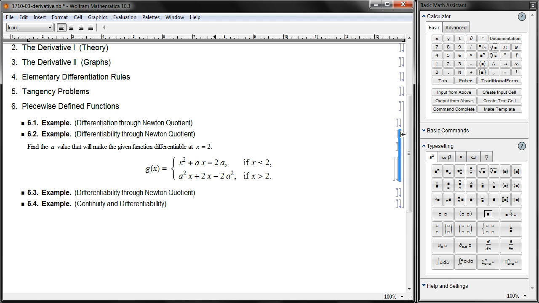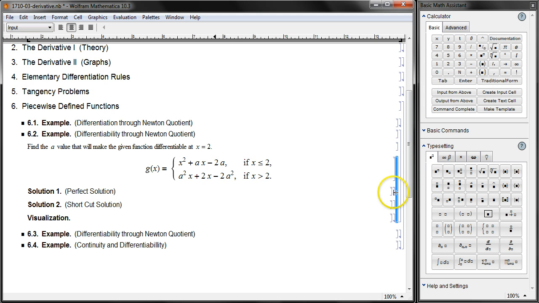And then we did this kind of problem. We have to find out a value where this function is differentiable or the derivative exists. Both left hand side and right hand side derivative exist and they're the same. And it turns out this is continuous. If you plug in x equal to 2 to both first line and second line, they're the same. So that's not the issue.